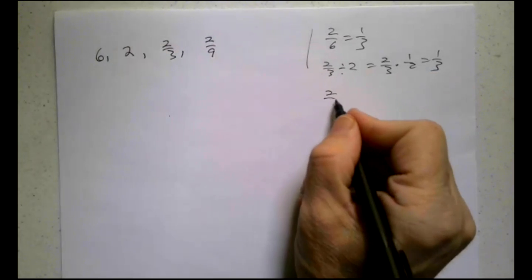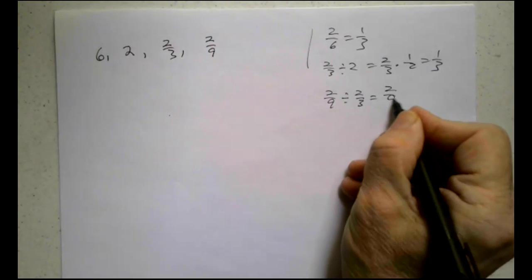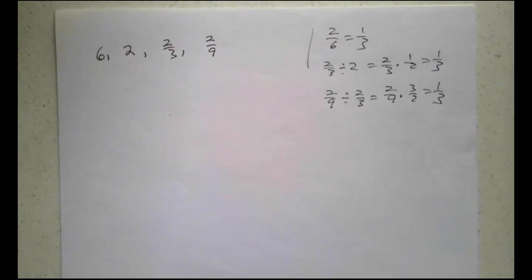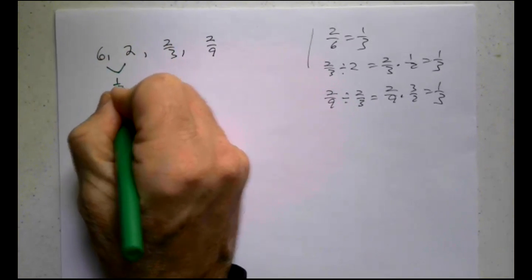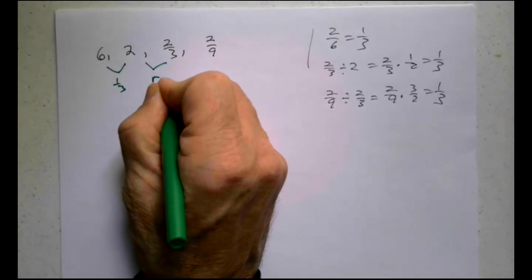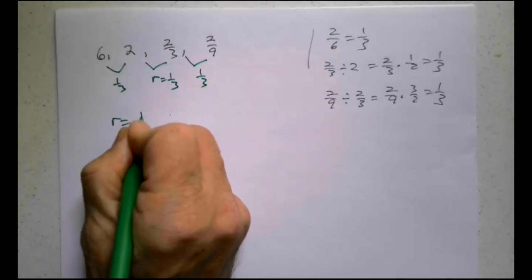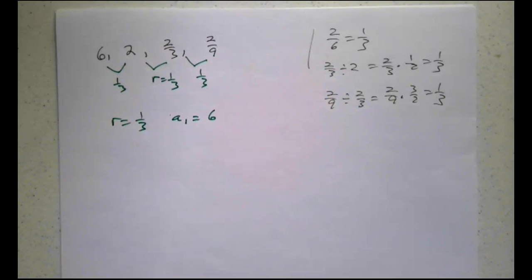2/9 divided by 2/3 is 2/9 times 3/2 again, which is 1/3. So the common ratio here is 1/3. From here to here, the common ratio is 1/3. Here to here, common ratio is 1/3. So the common ratio is 1/3, and my first term, a sub 1, is 6.